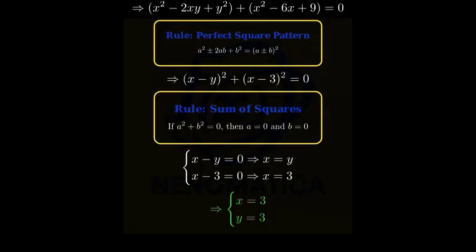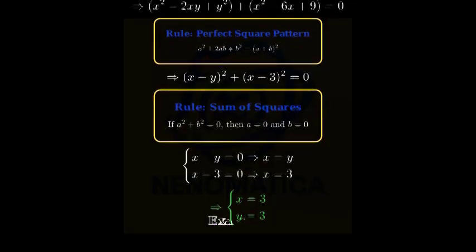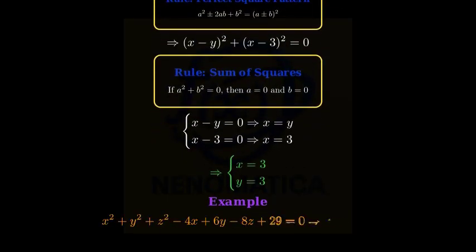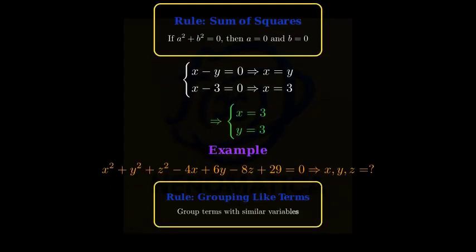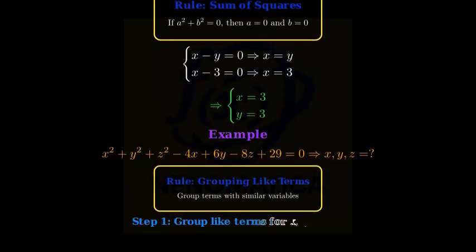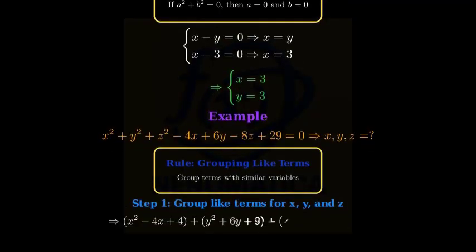Now, let's tackle a more challenging example. This time we have an equation in 3 variables x, y, and z. We need to find all 3 values. Let's apply a similar approach. As before, we'll start by grouping related terms. We'll group terms with x, then terms with y, and finally terms with z. Let's rewrite the equation as. Now, we need to complete the square for each variable. For the x terms, we have.